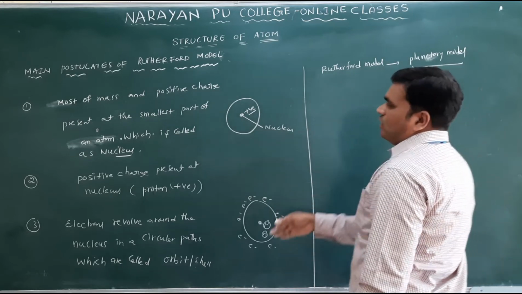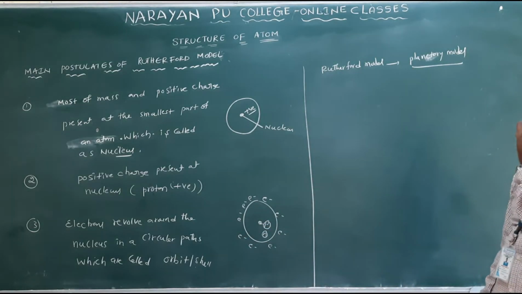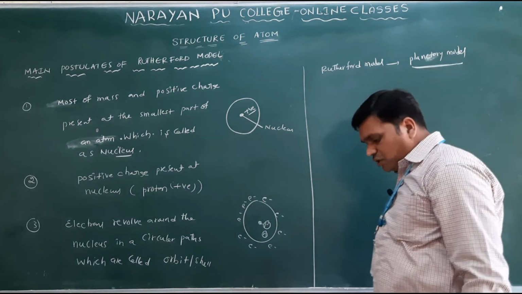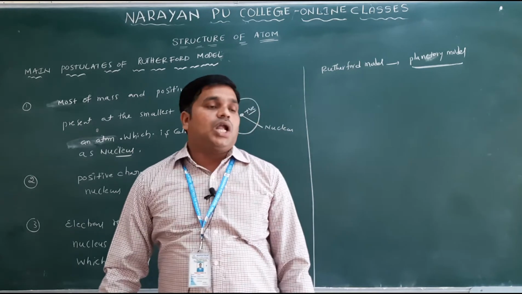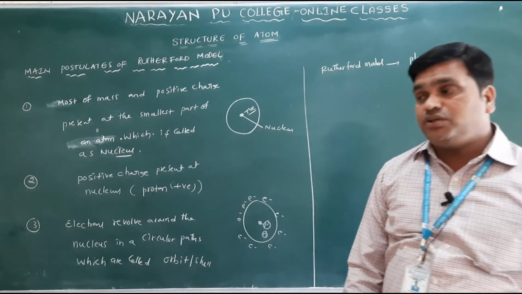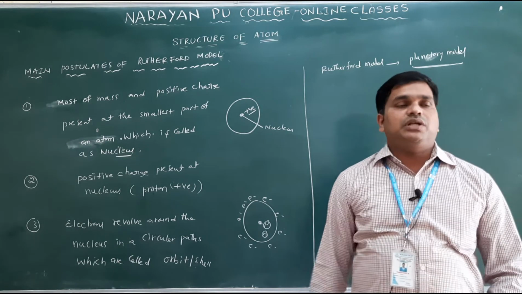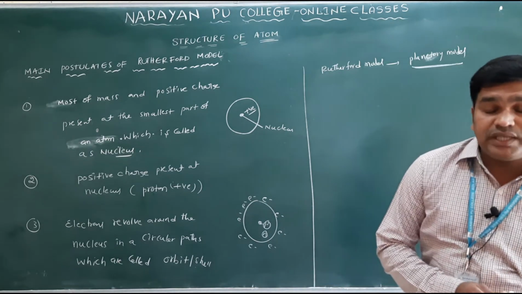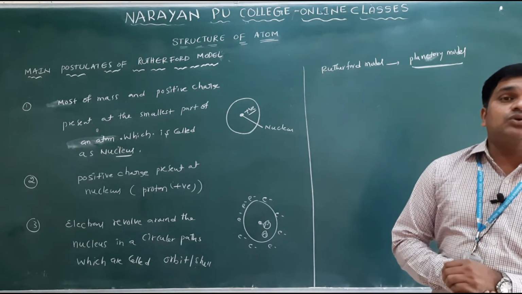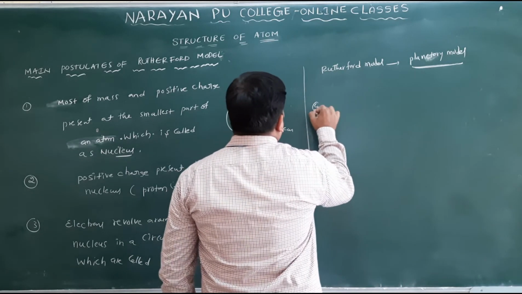The planetary model means the electrons revolve around the nucleus like planets revolve around the sun. So the Rutherford model is also called the planetary model. Now you can see the next postulate. The negative charge present outside the nucleus equals the positive charge inside the nucleus, meaning the negative and positive charges are balanced because of electrostatic attractions.